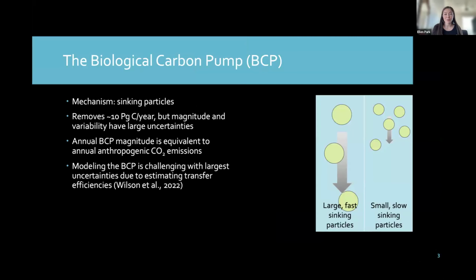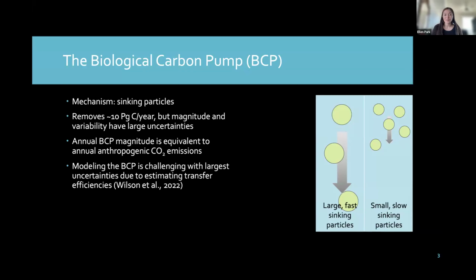The biological carbon pump works through the sinking of particles or organic matter that are produced in the surface ocean and can reach a depth where they're effectively sequestered away from the surface ocean for a period of time. This pump removes approximately 10 petagrams of carbon per year, which, just to give that some context, is approximately equivalent to annual anthropogenic carbon dioxide emissions. However, there are large uncertainties in the magnitude and variability of the biological carbon pump due to a limited number of measurements across both space and time, and the fact that the ocean is very large and very dynamic, so one measurement is not representative of the entire ocean.